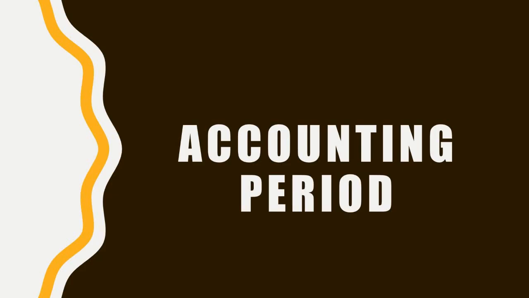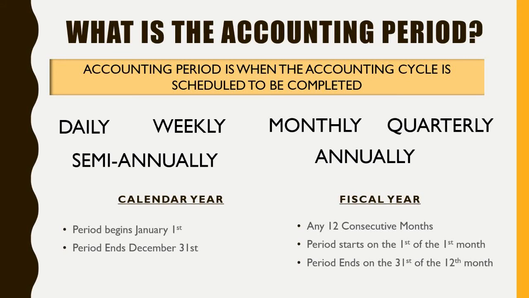Okay? So the next one is going to be the accounting period. So this is actually very crucial because it does involve your accounting cycle. So what is the accounting period? It's basically when you want to schedule the accounting cycle to be completed. So again, you can do it every day, you could do it every week, you could do it every month, annually, semi-annually, quarterly. Common ones that you would normally see would be either monthly or quarterly or annual financial statements or whatever it is.